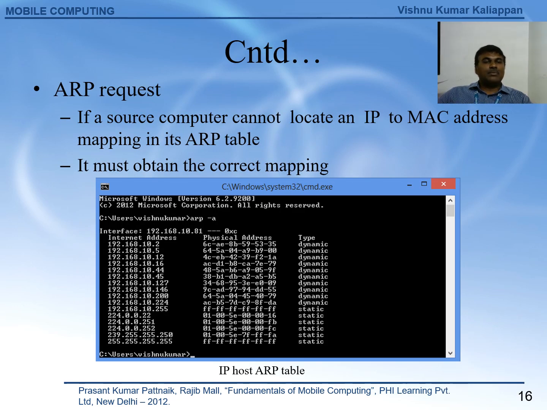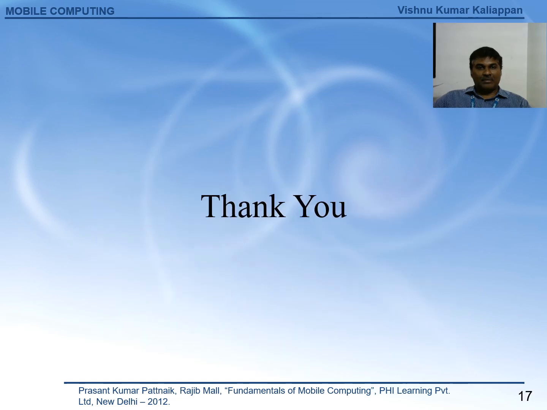This is one example where I showed you a demo. Here I used this particular IP address to check the MAC table. You can see the IP address, the physical address, and what type of physical address it is. When I ping 192.168.10.255, it automatically checks for this particular physical address and tries to communicate with it. This is called the IP host ARP table.